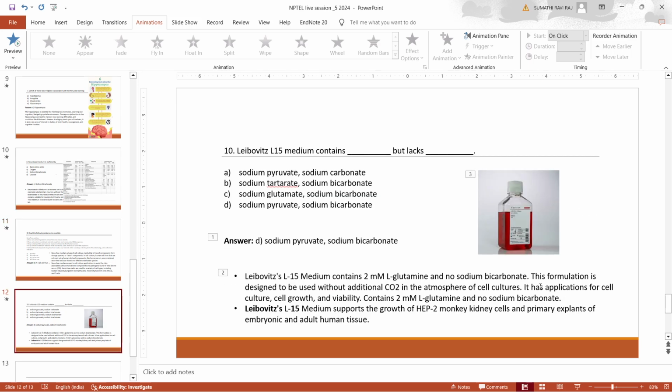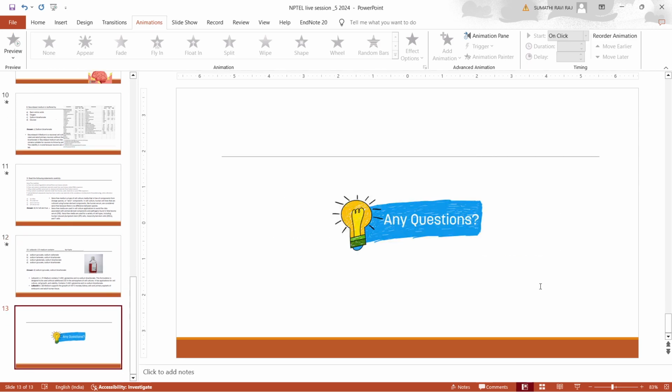Your last question was about the Leibovitz L15 medium, what it contains and what it lacks. It contains sodium pyruvate and it lacks sodium bicarbonate. So option D. L15 medium you use mostly for the Hep2 monkey kidney cell lines, and your primary explants from embryonic or adult human tissues. You generally do not grow this in a CO2 incubator, so you do not add sodium bicarbonate. But it majorly contains L-glutamine and sodium pyruvate. Okay, so this is how it looks. So this is your last question.